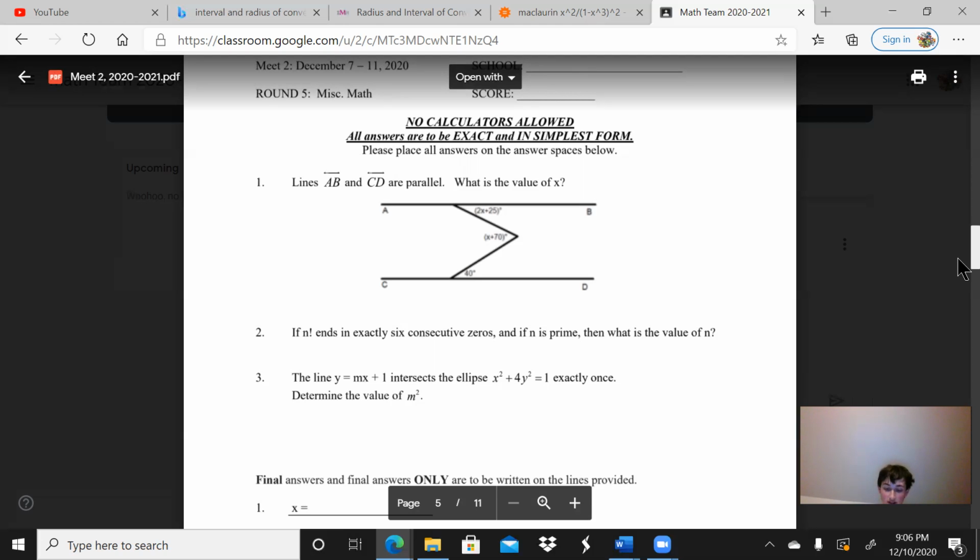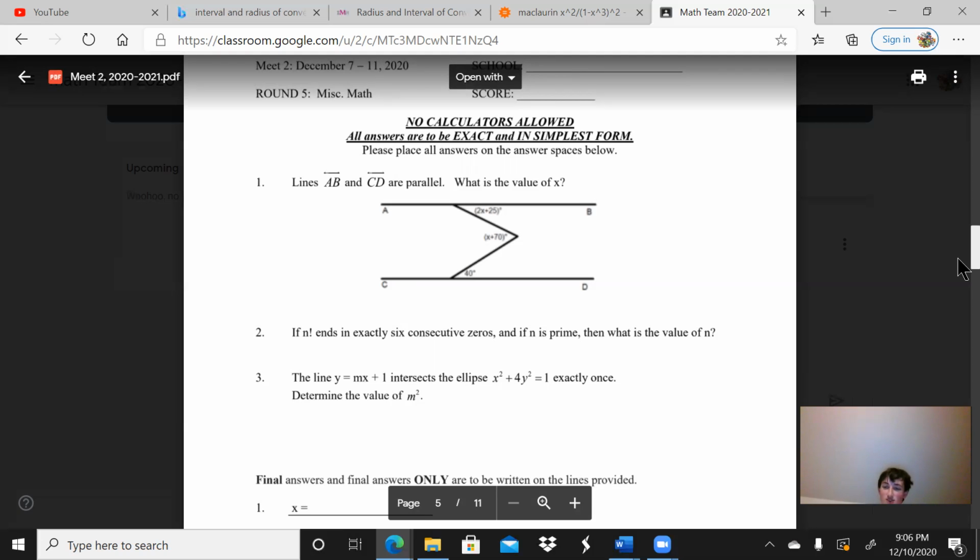y equals mx plus 1. You just sub in mx plus 1, so it's x squared plus 4 times (mx plus 1) squared equals 1, and it intersects exactly once. So x squared plus 4 times m squared x squared plus 2mx plus 1 equals 1. And then you expand it. So x squared plus 4m squared x squared plus 8mx plus 4 equals 1. x squared plus 4m squared x squared plus 8mx plus 3 equals 0.